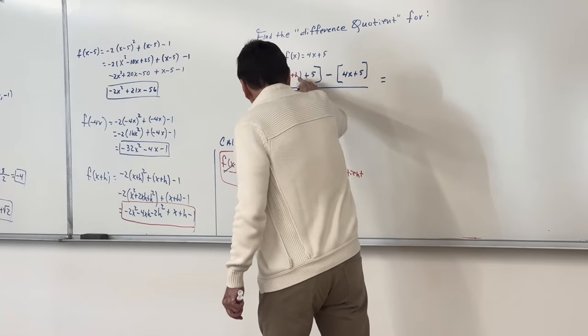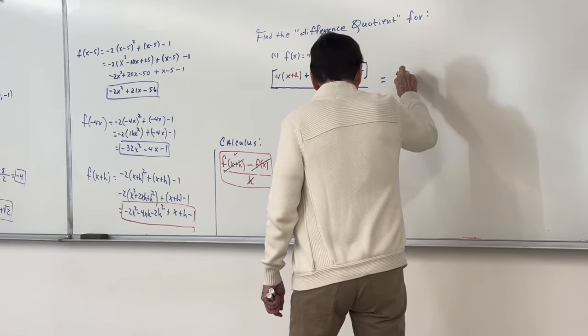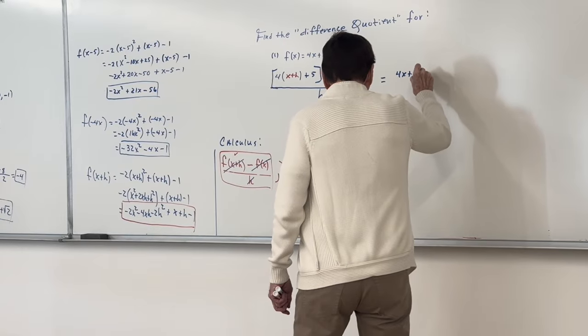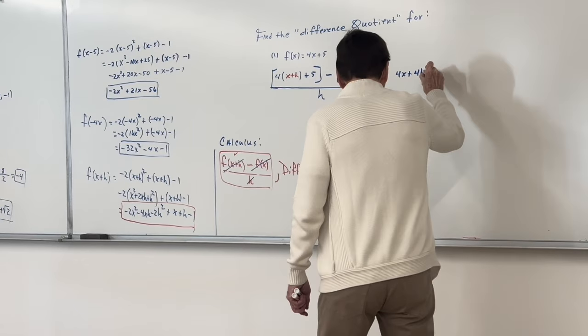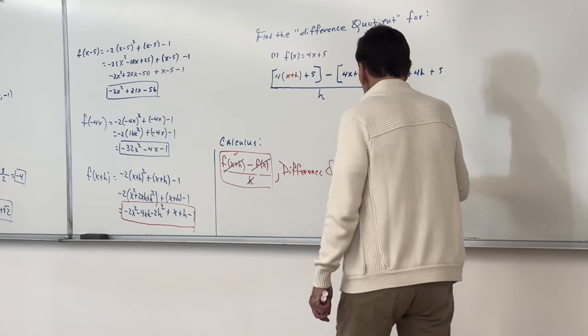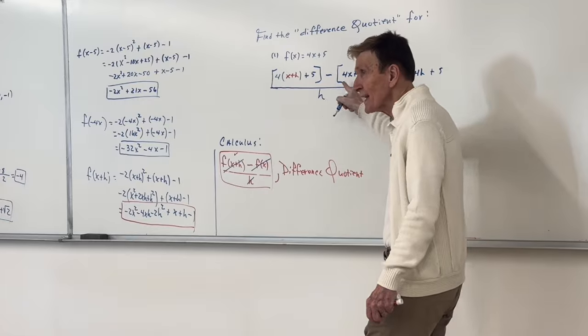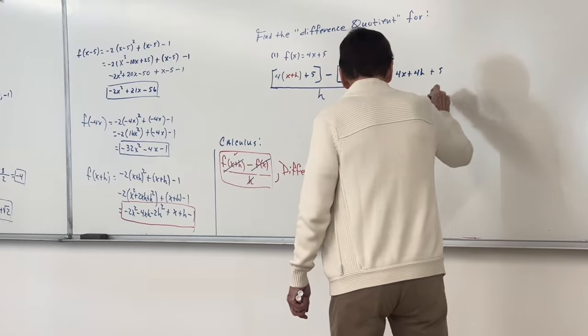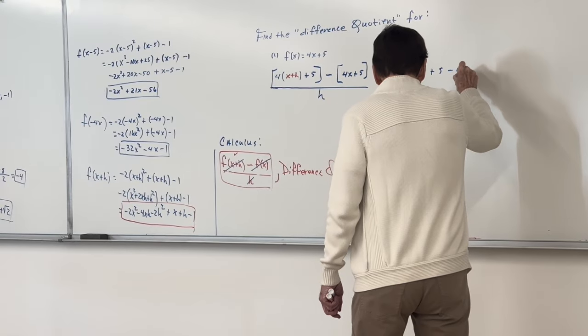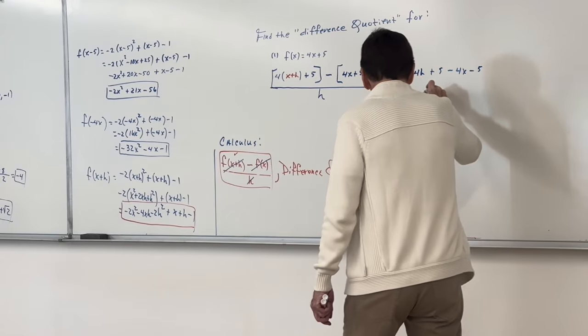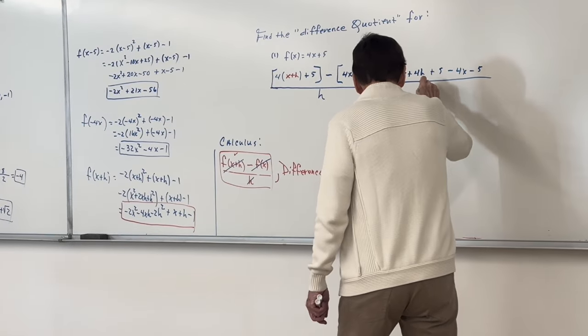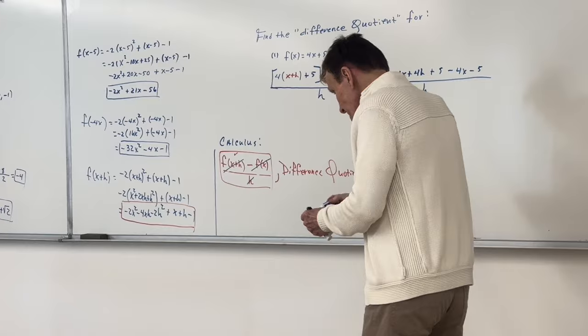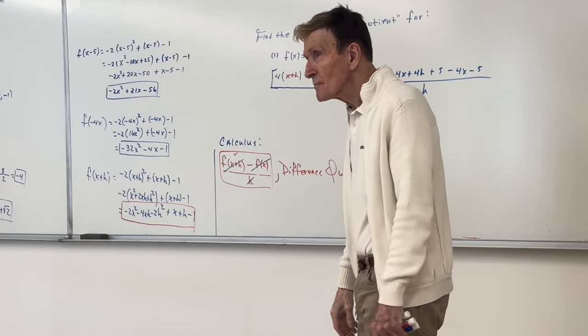Distribute roughly 4x plus 4h. No problem. Plus 5. No problem. Down here, distribute the negative sign. Easily done. And make it 4x minus 5, all over h. I'm just trying to clean it up.